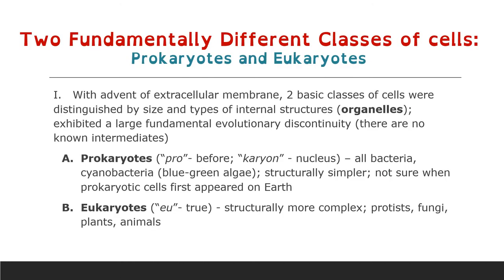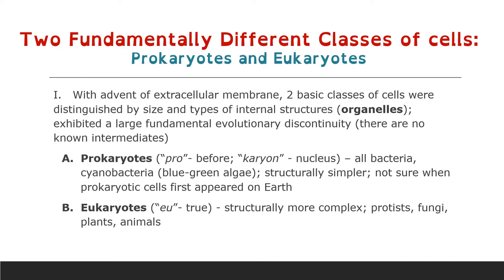So, next, the fundamentally different classes of cells. With the advent of the extracellular membrane, two basic classes of cells were distinguished by size and types of internal structures, or what you call your organelles. So it exhibited a large fundamental evolutionary discontinuity, and there are no known intermediates. So the two different classes of cells are what you call now your prokaryotes and your eukaryotes. Okay, so they were differentiated based on, of course, their extracellular membrane and their internal structures or organelles.